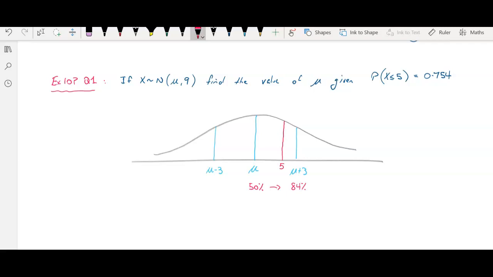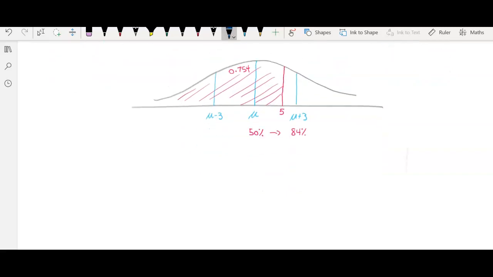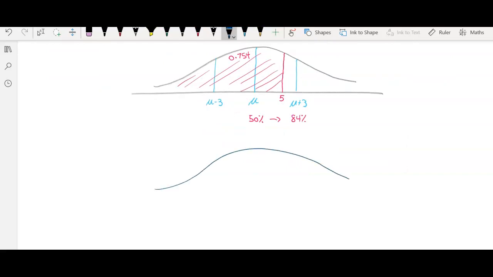Now remember, this is just a normal distribution of whatever data. It's certainly not standardized. Okay, so my area less than 5, this area here, is equal to 0.754. Okay, I want to know what mu is. So I'm going to use that. How far above the mean am I here? What does 5 represent as a proportion of the standard deviation above the mean? What fraction is it above the mean? Well, I can use my standardized normal distribution to help me with this.